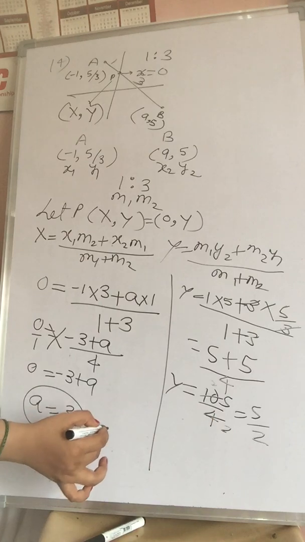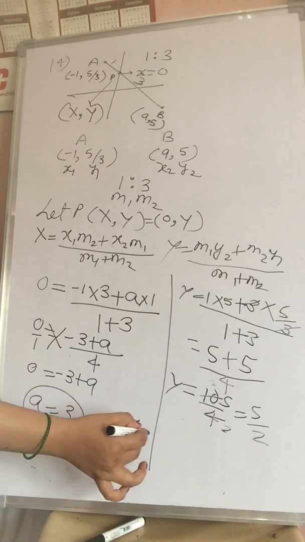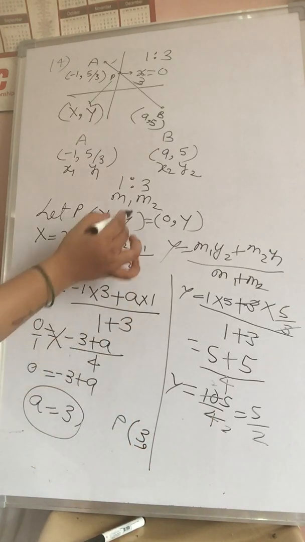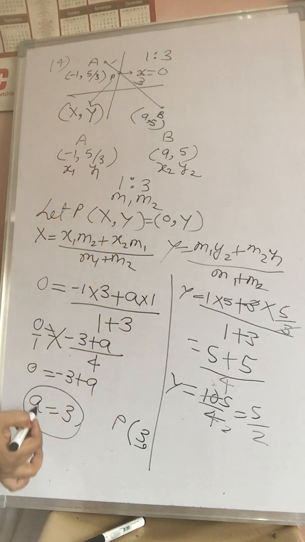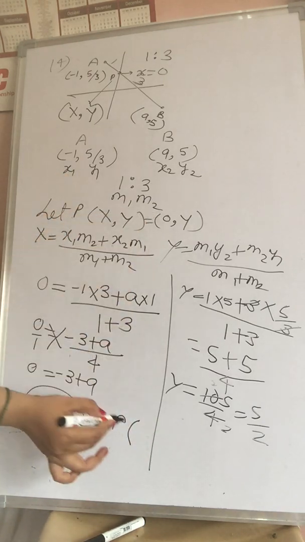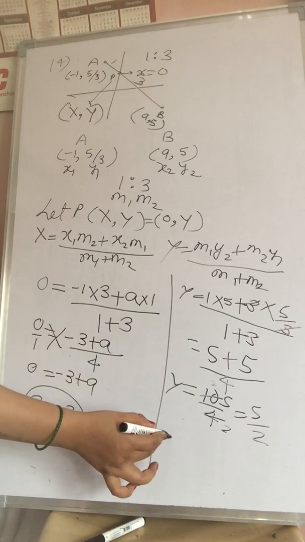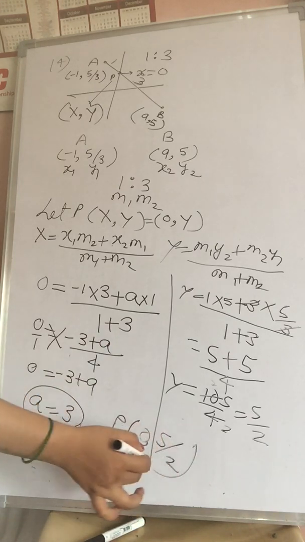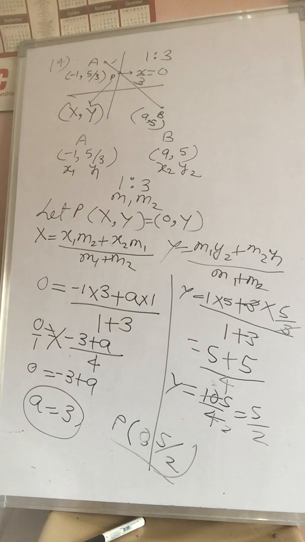So the coordinates of P: the value of x at point P is 0, and the value of y is 5/2. So (0, 5/2) is the coordinate of P.